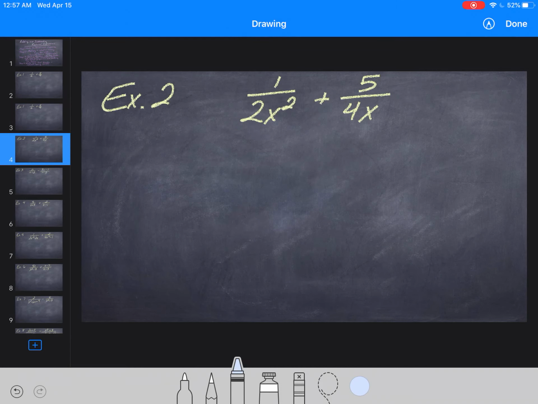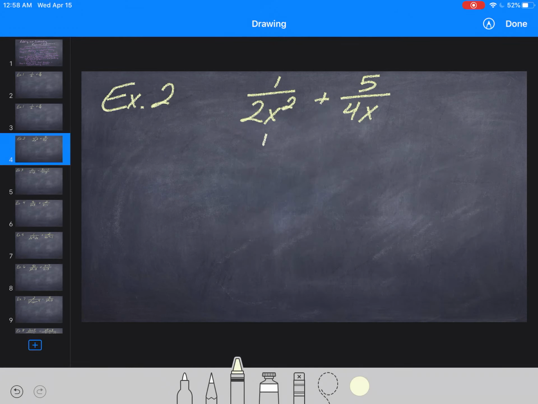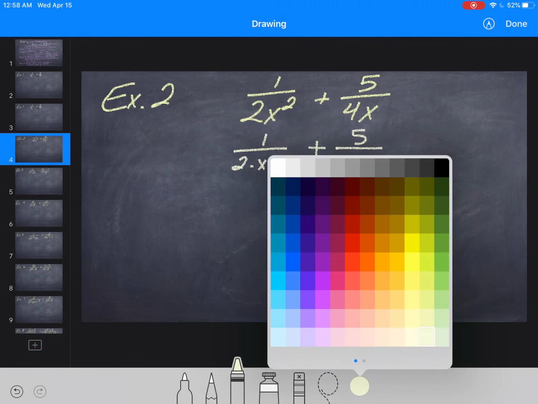On example 2, whenever we do this one, we need to figure out what our least common denominator is. Sometimes it's hard for people to see whenever they are written like this, so we want to go ahead and factor our denominators just like we did before. If I were to write my prime factorization for 1 over 2x squared, I would end up with 1 over 2 times x times x. I would have a plus sign, and then I would write the prime factorization for my 4x. So I would have 5 divided by 2 times 2 times x. Then I would figure out what my least common denominator was.